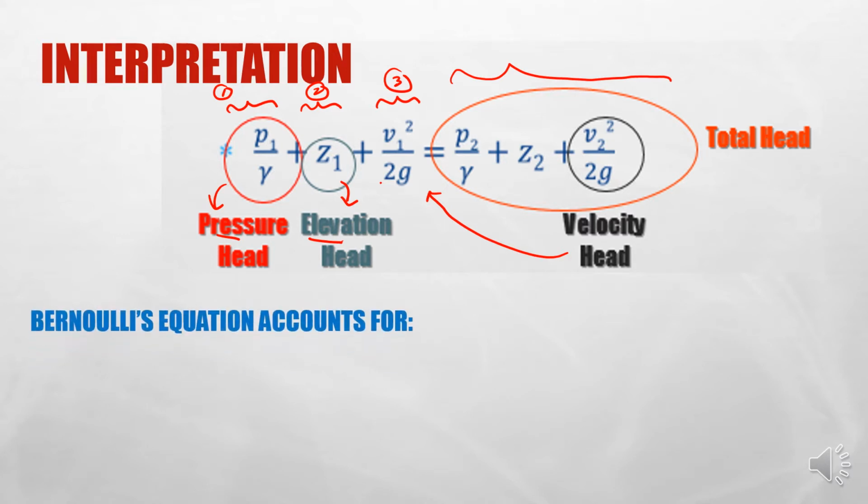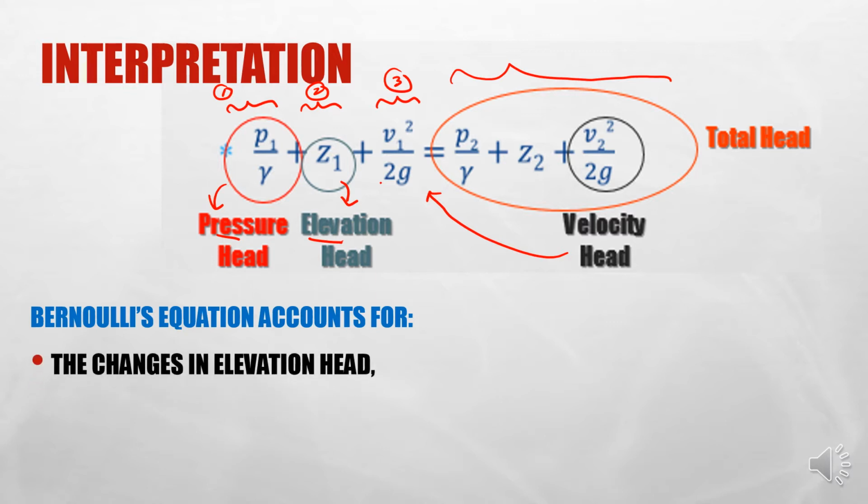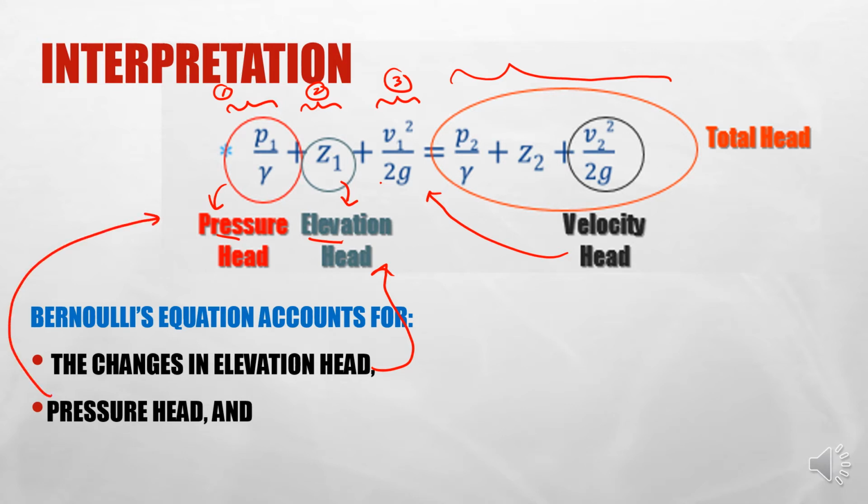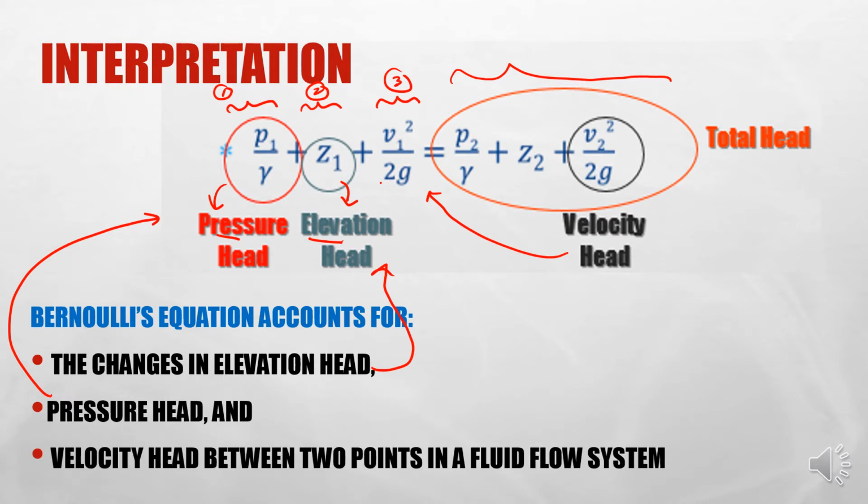Therefore, we can summarize that Bernoulli's equation considers the change in elevation head, which is z1 here, the pressure head, which is the term P1 divided by γ, and also the velocity head, between 2 points in a fluid flow system.